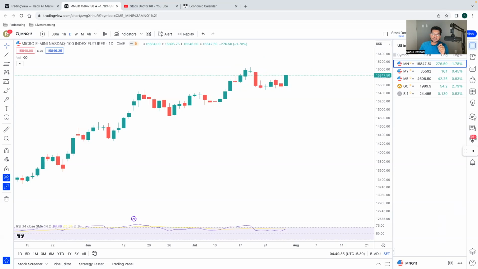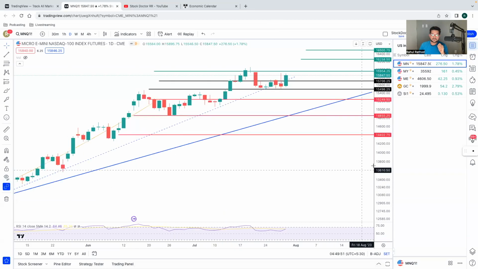But after seeing the last week's development in the market, I can see that the market can go upside also, but we need to see the levels, because levels are supreme for us. So let's see the levels.